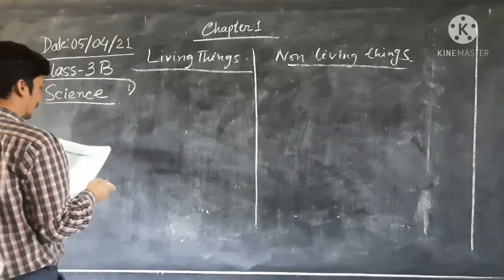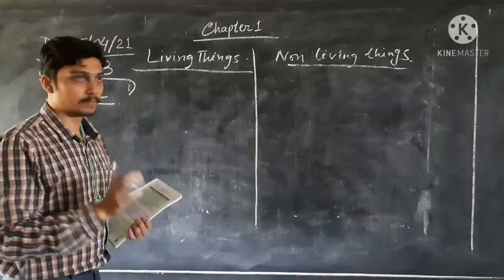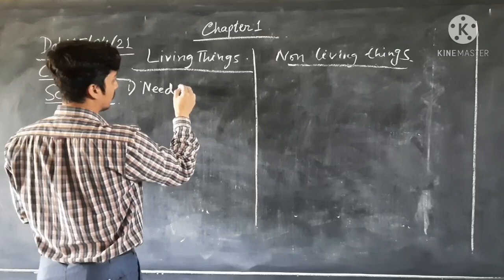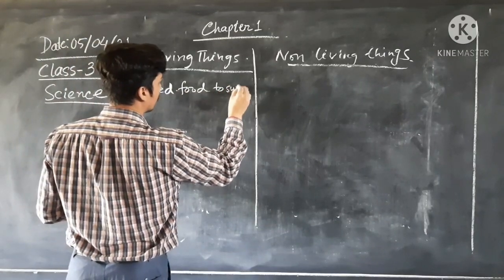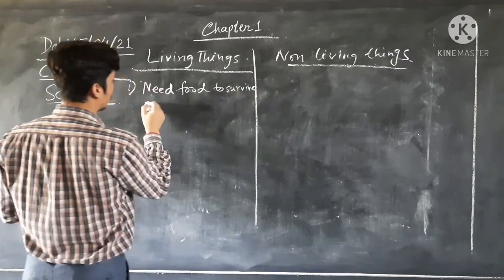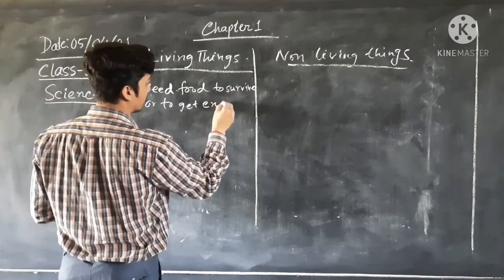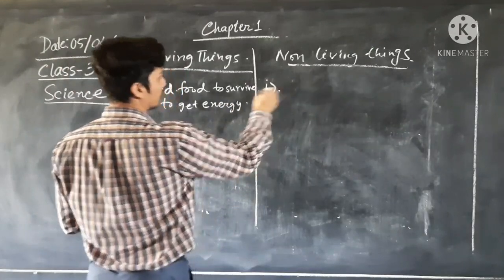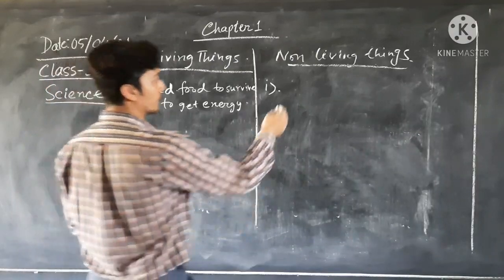Now I am discussing the difference between living things and non-living things. First of all, living things need food to survive, so I am writing: need food to survive or to get energy. On the opposite side, non-living things don't need food.